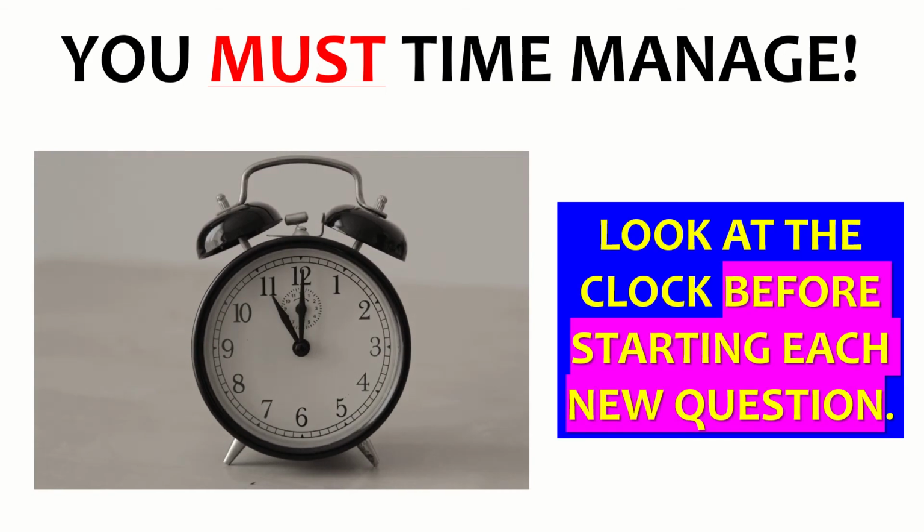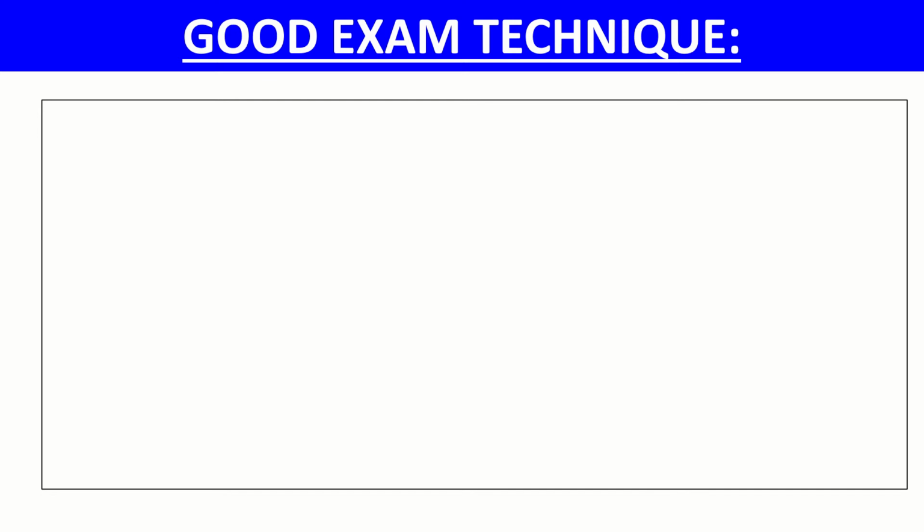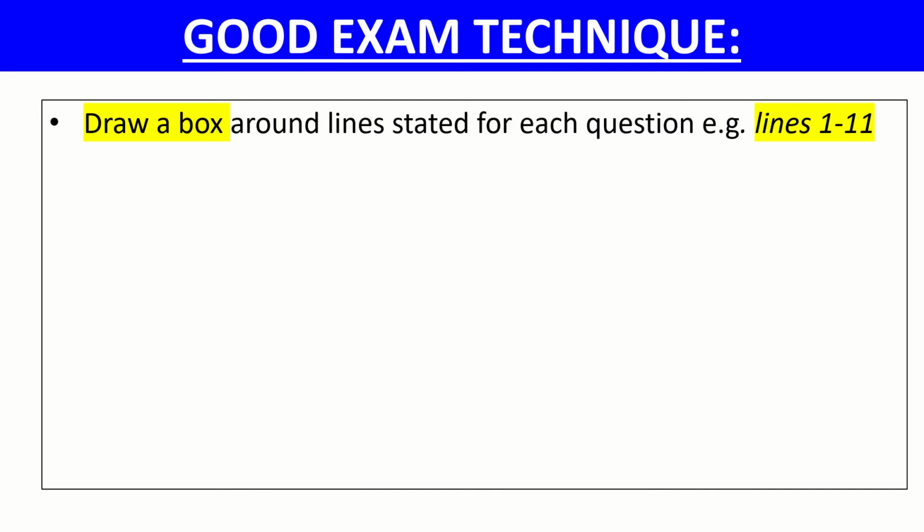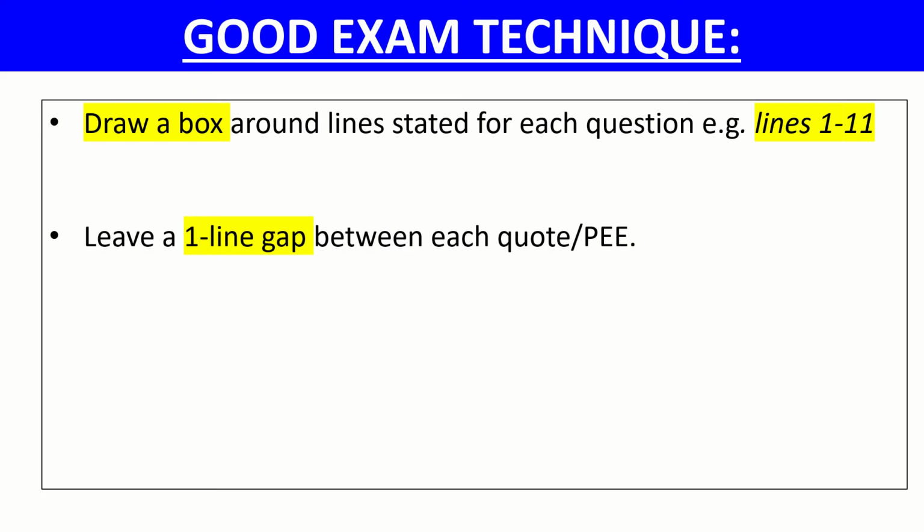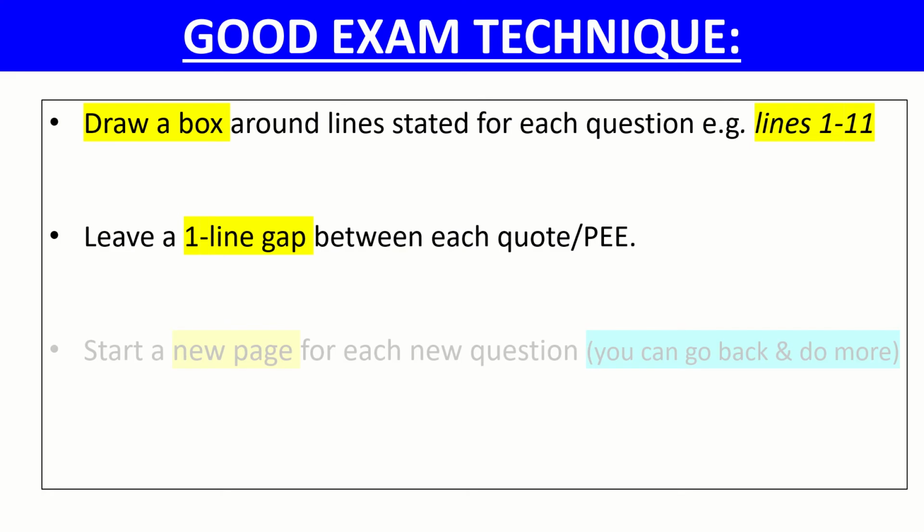You must time manage, so good exam technique would be to look at the clock before starting each question so you know how long you've got. Also, more exam technique would be to draw a box around lines stated. So for example, in this exam, if it says lines 1 to 11, put a little box around lines 1 to 11, then you know your answer must come from within there. Leave a 1-line gap between each quote or PE to make it nice and clear for the examiner. If the examiner can't read what you're putting, you won't get a mark for it.